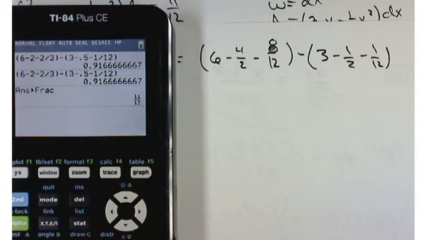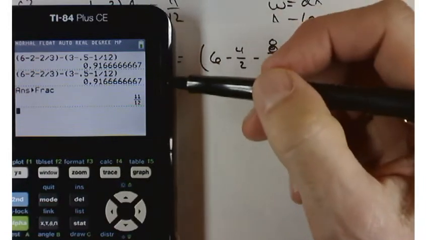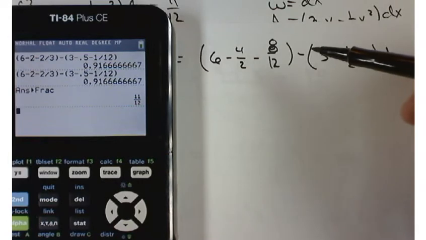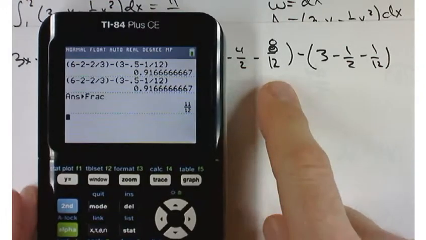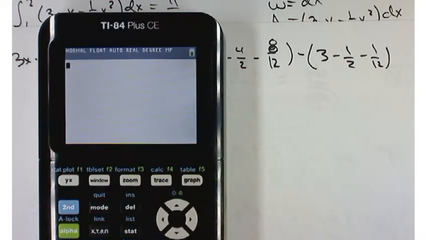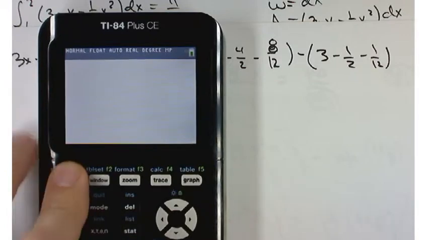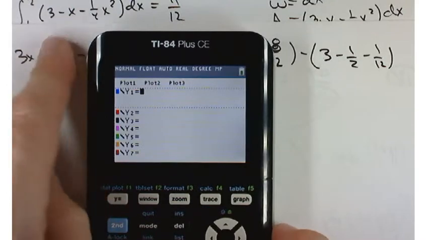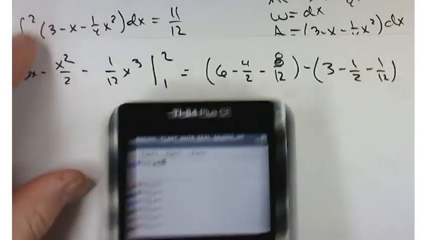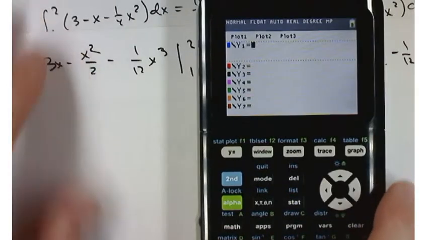So don't get this wrong because you make an arithmetic mistake at the end. Just don't. All right? You can do it that way. So if we're talking about this that way, here's what you can do. Might make it even easier. Is let's take our antiderivative and plug it into our calculator.